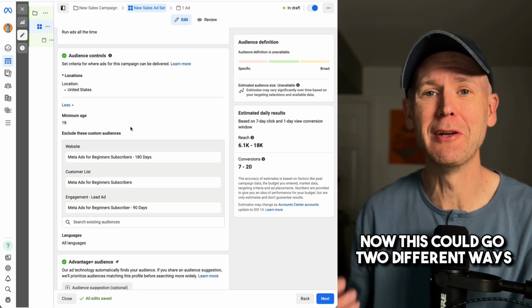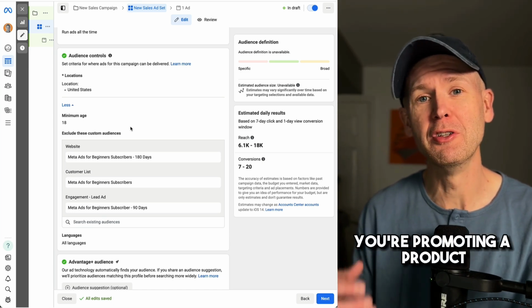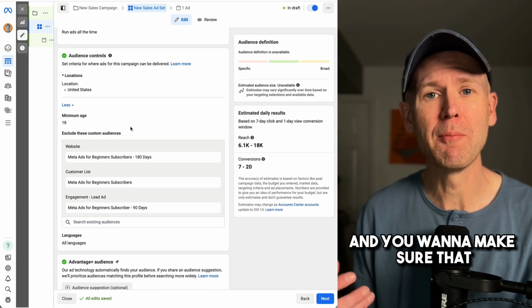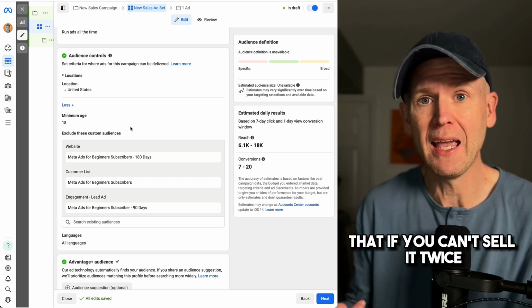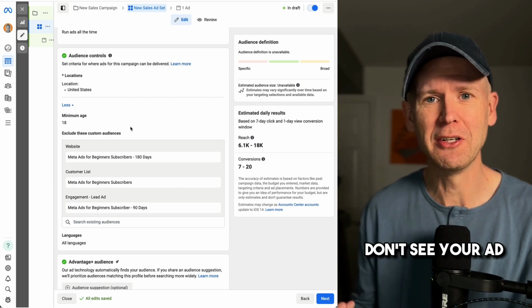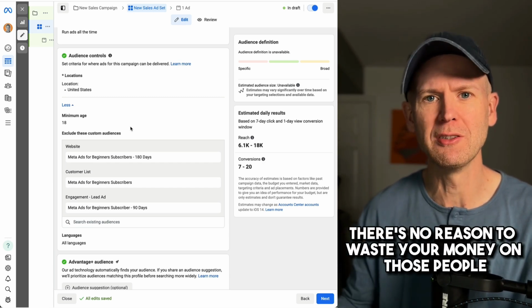So the first mistake is improper use of exclusions. Now this could go 2 different ways. First of all, you're promoting a product and you want to make sure that people who have already bought that thing, that if you can't sell it twice, don't see your ad. There's no reason to waste your money on those people.